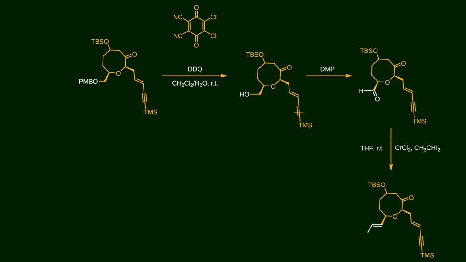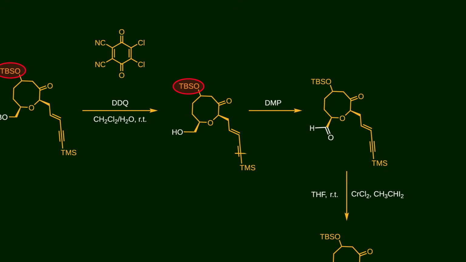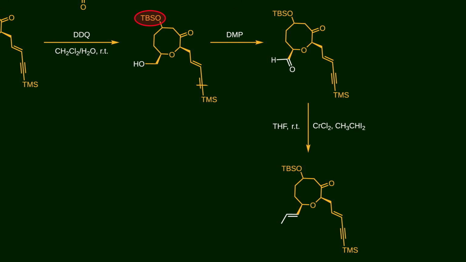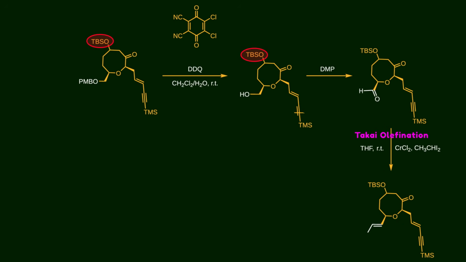Now it's time to install the alkene moiety on the ring. So the alcohol is deprotected by DDQ, which is a standard reagent for deprotecting paramethoxybenzyl group. In this way, the other protecting group remains untouched. The resulting alcohol is then oxidized by Dess-Martin protocol to produce the corresponding aldehyde, which is then converted to an E-alkene by Takai olefination. The mechanism of this type of olefination is not well understood.